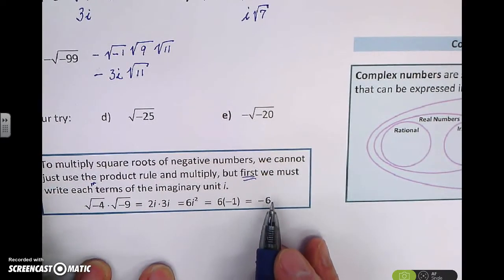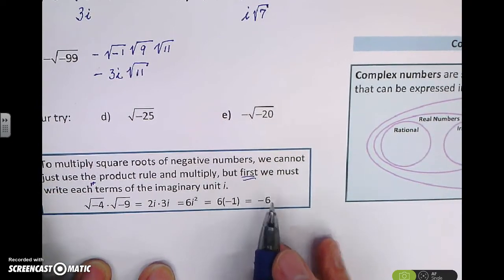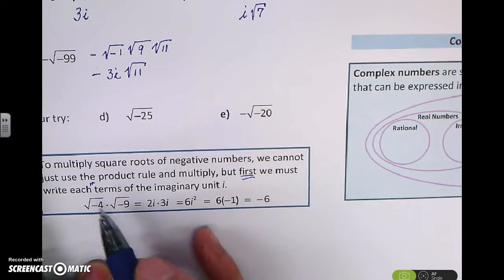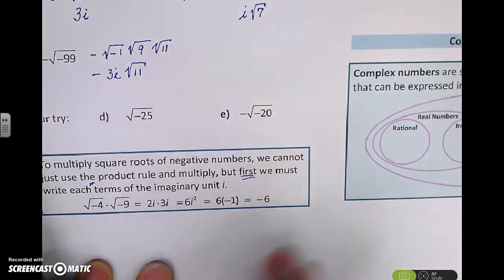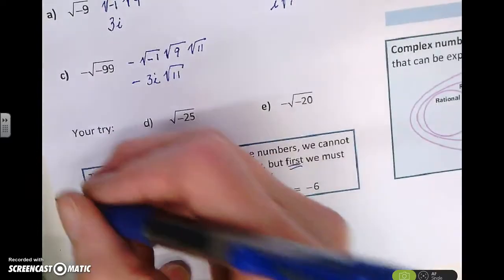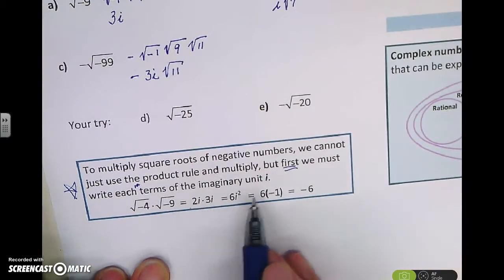So you see, we don't get a totally different answer. We get a different sign in front of our answer than if we had multiplied first and then taken the square root. So, star, you need to convert to i's first and then multiply.